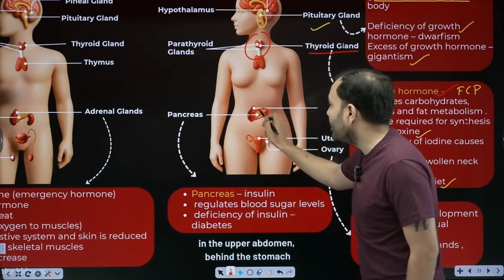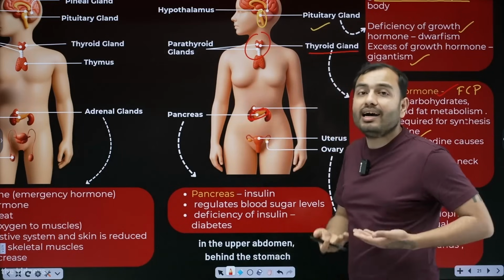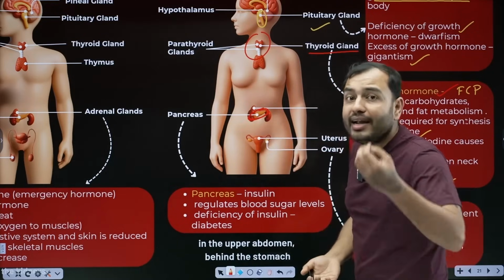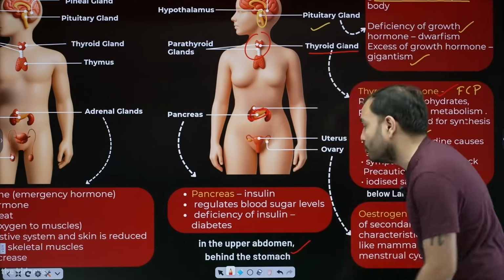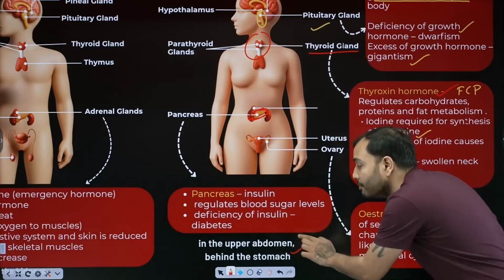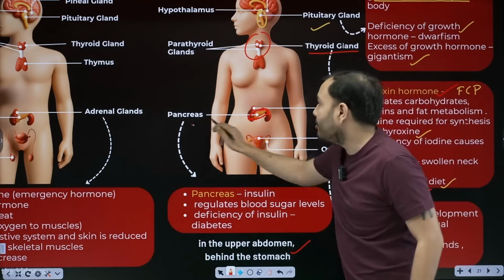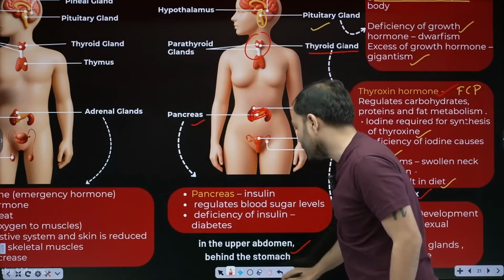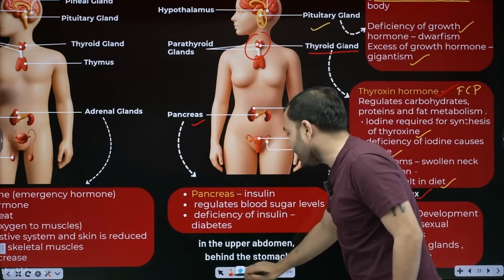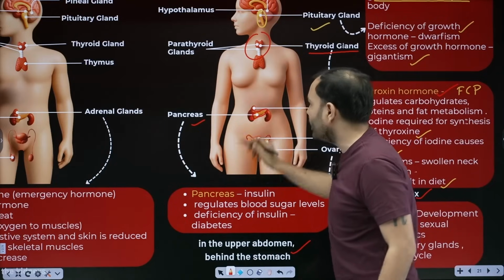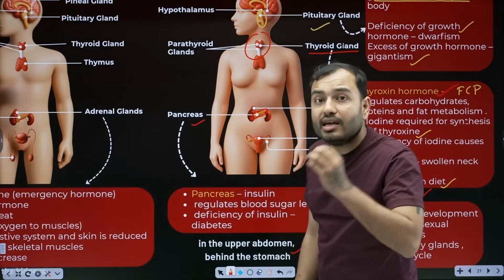Where is the pancreas? In this area. Where? In the upper abdomen, behind the stomach. Remember the location. The board asks it. In the upper abdomen, behind the stomach. What is found? The pancreas. Can you see the strange shape? This is the pancreas. It releases pancreatic juice, which is not a hormone. Here, what did it release?